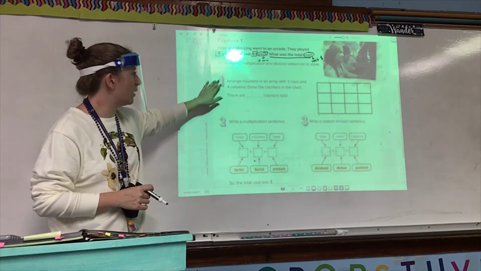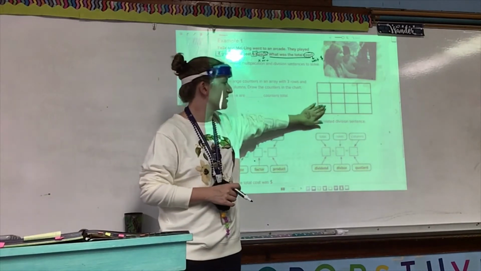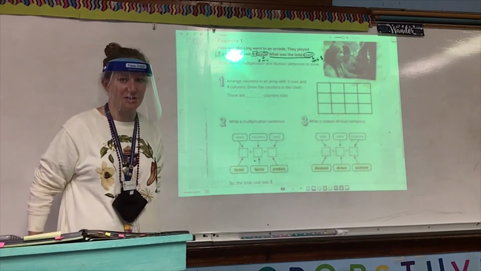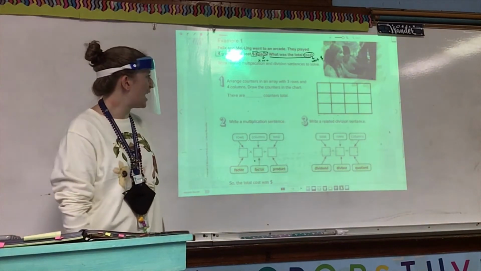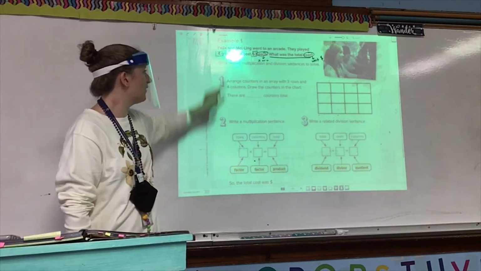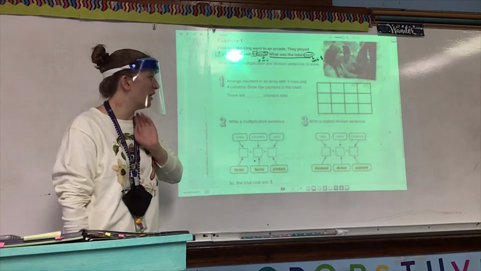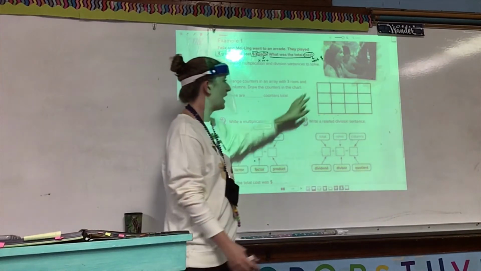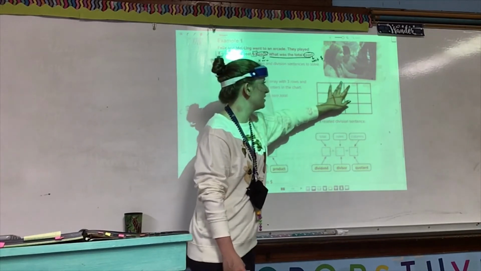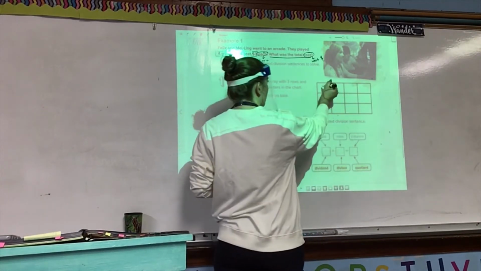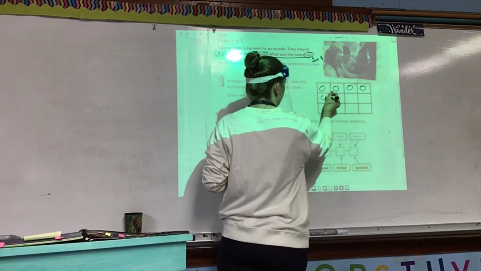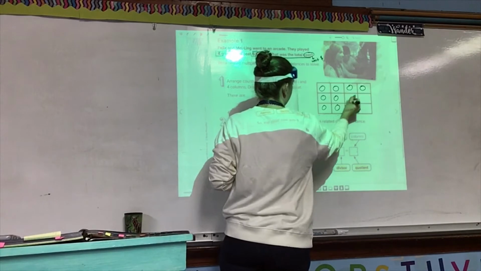So step 1. We're arranging counters in an array. This is our array. You're going to draw your counters because I don't have enough counters for everybody. I only have like 30 counters. Arrange counters in an array with 3 rows and 4 columns. Draw the counters in the chart. So we have 1, 2, 3 rows and 1, 2, 3, 4 columns. So let's draw our counters. We've got 4 columns and 3 rows.